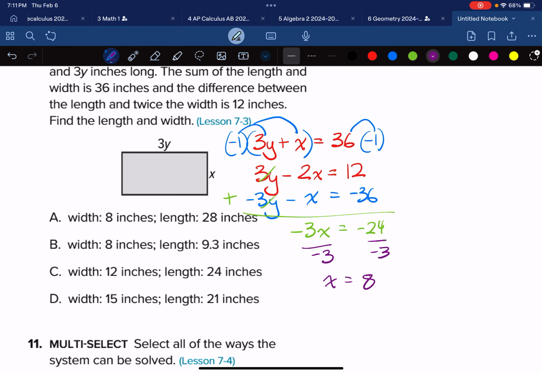So when I'm looking at my multiple choice answers, I see one of them is 8, one of them 8. Those are not correct. So let's go ahead and cross off C, cross off D. It's between A and B. We have to figure out what is the actual length now. So which equation do we want to plug into?